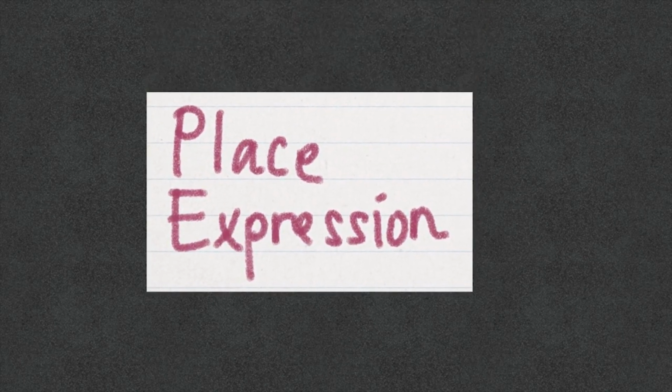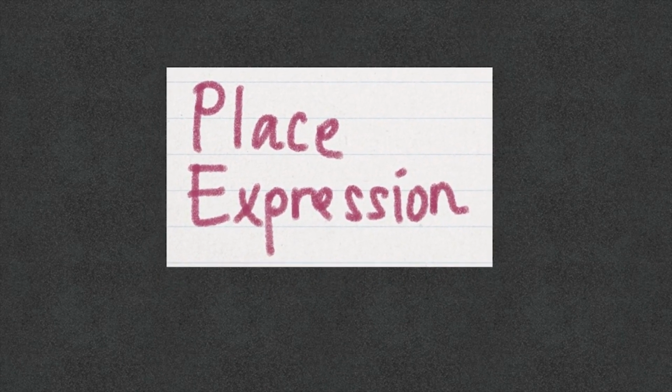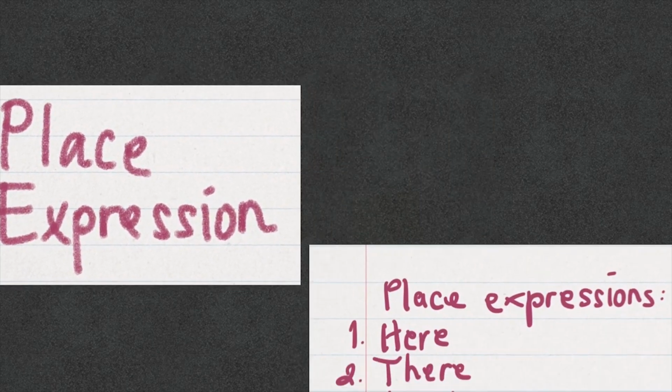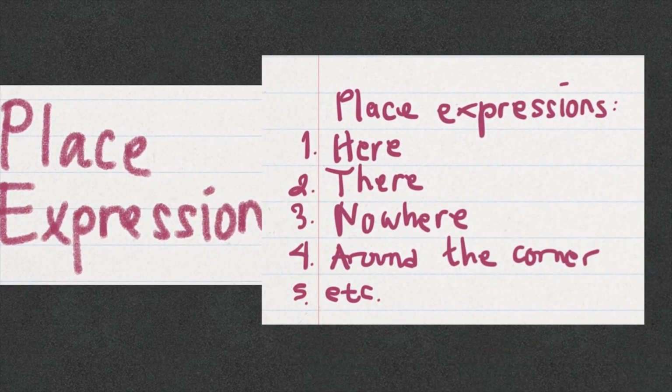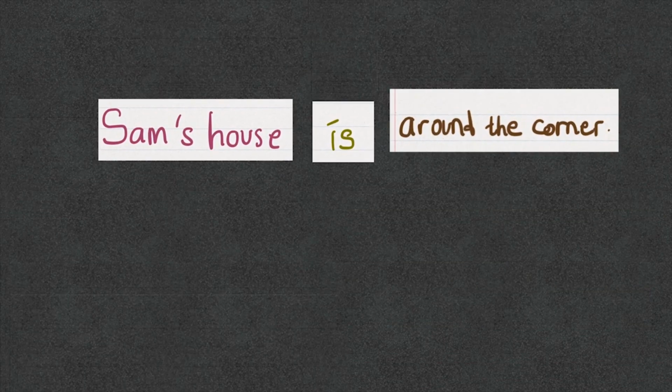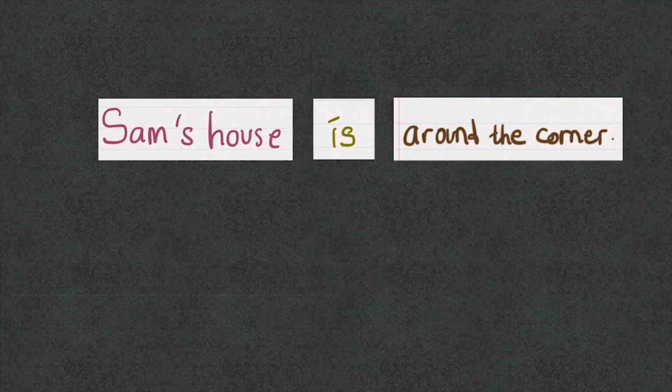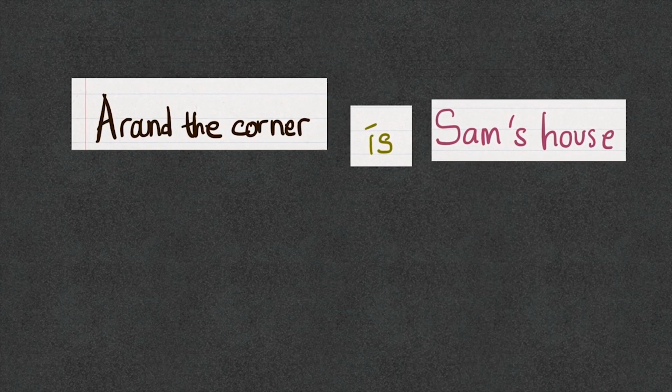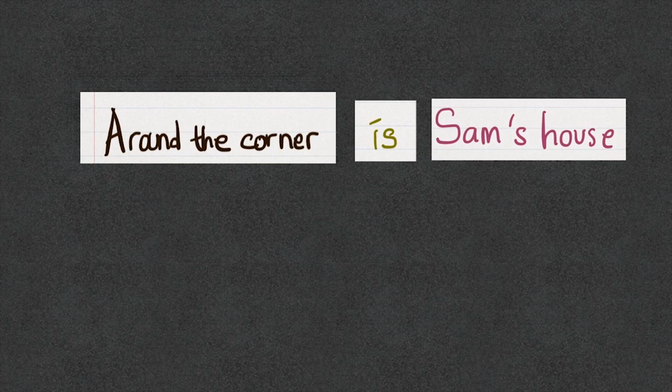The second situation is place expression. Examples of place expressions are here, there, nowhere, around the corner, etc. Now let's see the following example. Sam's house is around the corner. You could invert it by placing the place expression at the beginning, continued with the verb or auxiliary and the subject. The inverted sentence reads, "Around the corner is Sam's house."